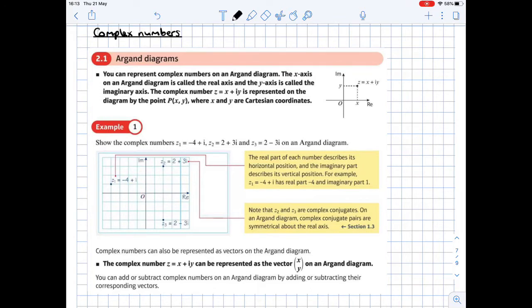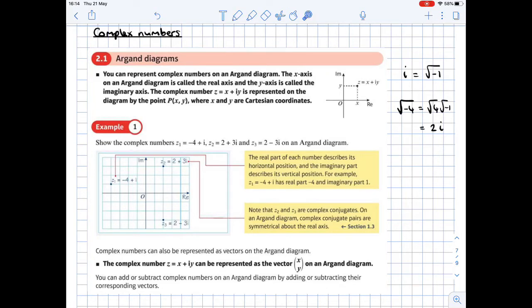Hopefully remember that i is equal to the square root of minus 1. So for example, the square root of minus 4 is the same as the square root of 4 times the square root of minus 1, which is equal to 2i.